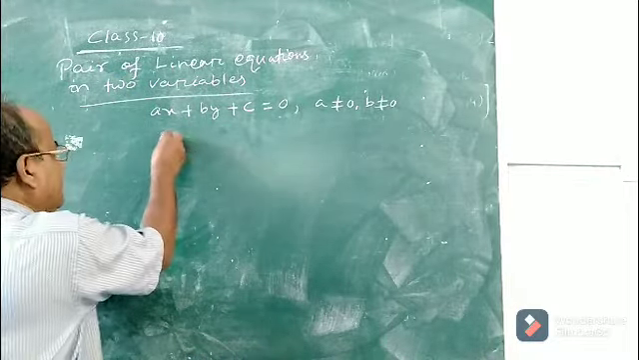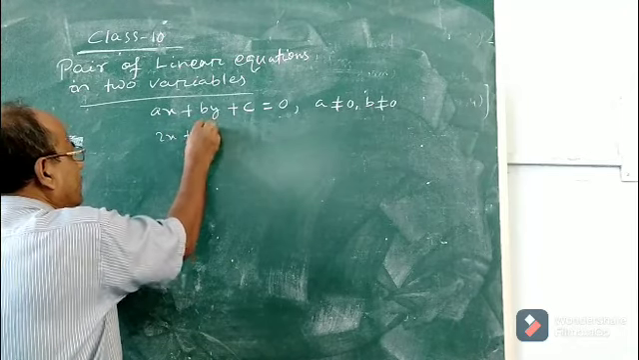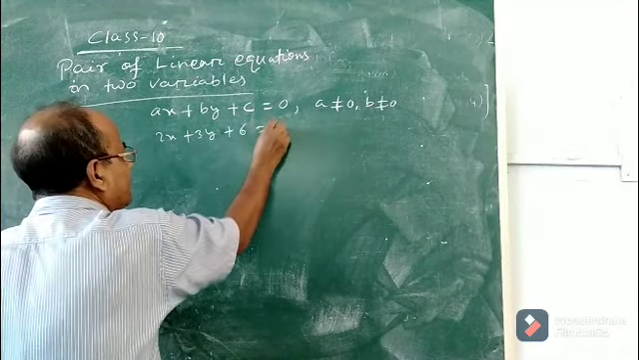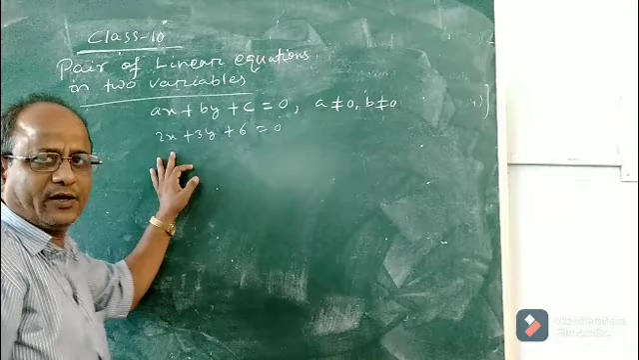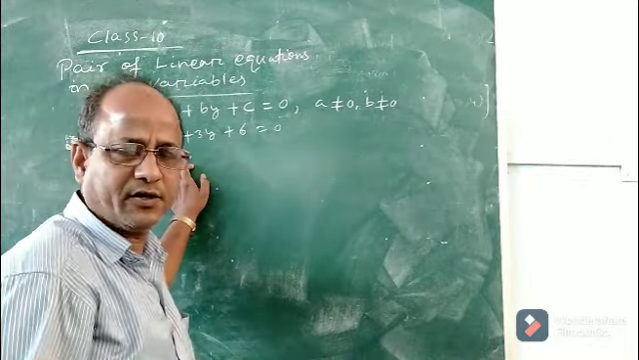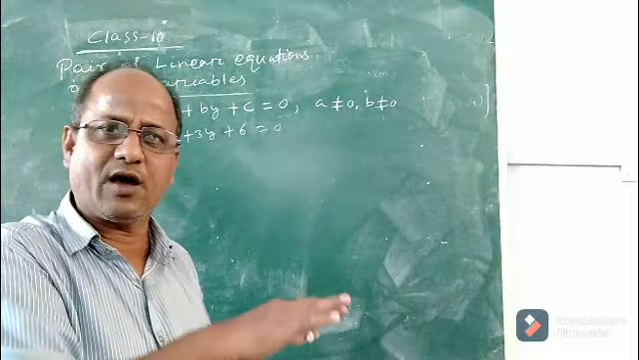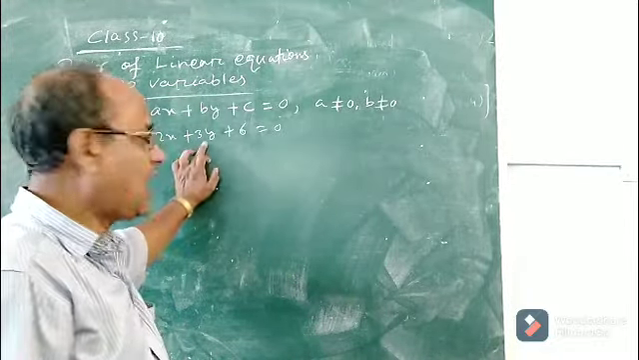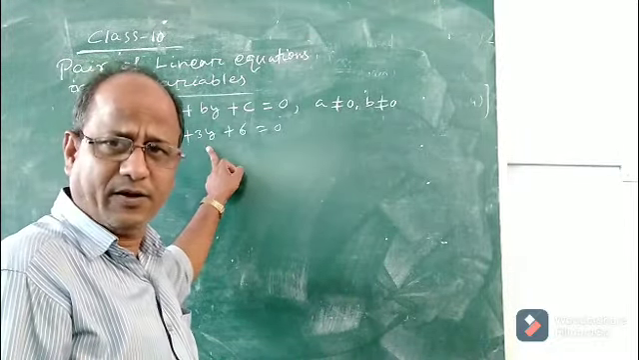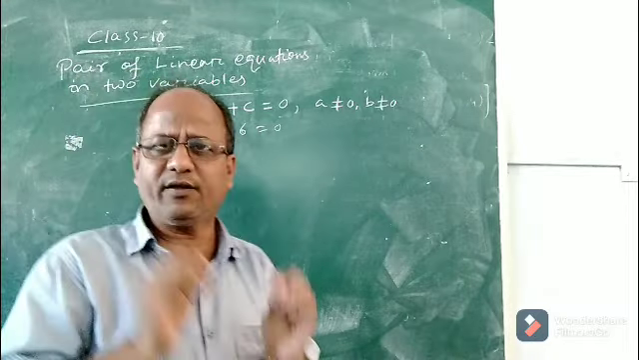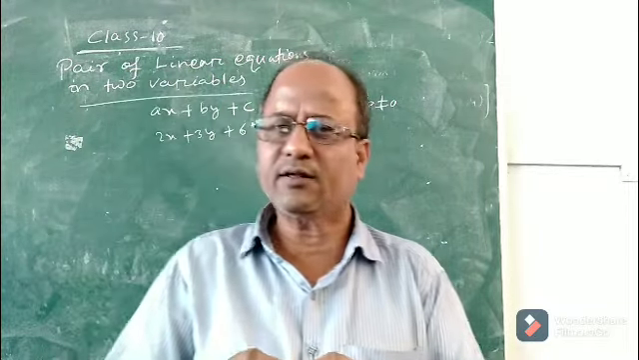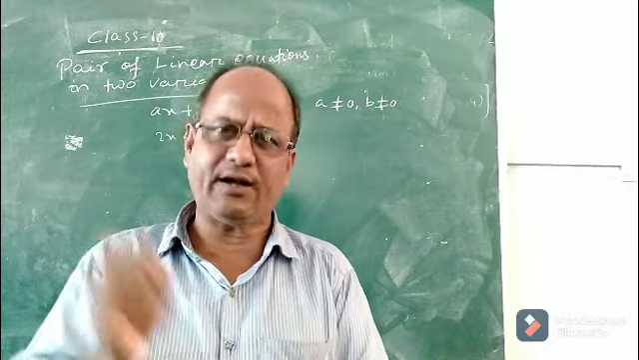For example, 2x + 3y + 6 = 0 is a linear equation in two variables. The graph of a linear equation in two variables, the solution, how to find the solution, these are the things which we have already read in class 9. If I ask you how many solutions it has, the answer will be infinitely many.